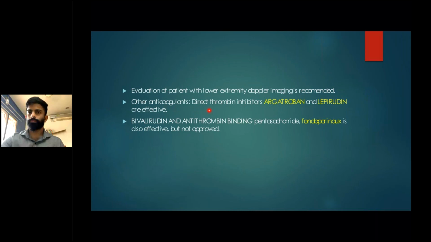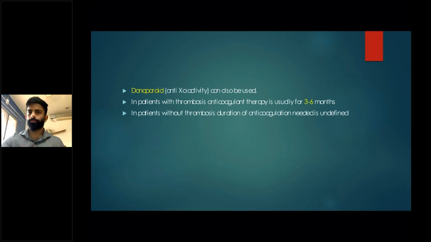Other anticoagulants like direct thrombin inhibitors, such as argatroban and lepirudin, are effective. Bivalirudin and the antithrombin-binding pentasaccharide fondaparinux are effective but not approved. So fondaparinux can be used but is not approved. Argatroban and lepirudin can be used. Others like dabigatran can also be used. Danaparoid, as an anti-Xa inhibitor, can also be used.